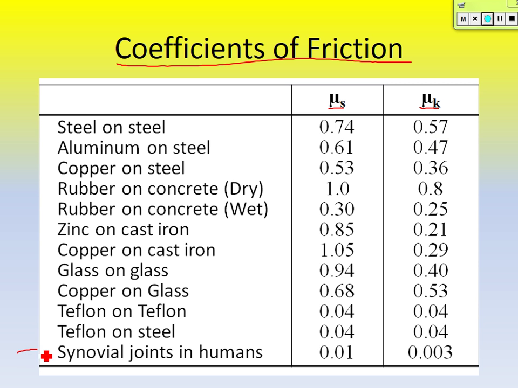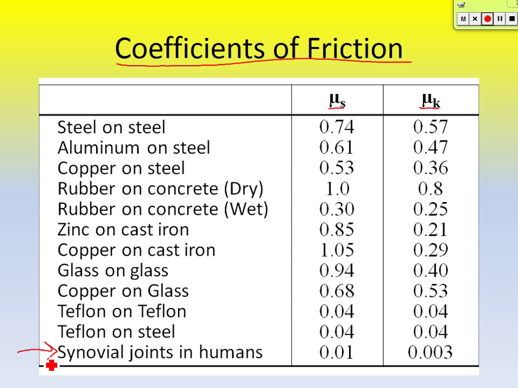Yeah, this very bottom one, synovial joints in humans. Have you taken anatomy and physiology yet? You talked about synovial joints or synovial fluid. Synovial joints, like the knee or the elbow, have fluid so that the bones don't just sit there and rub against each other, and so you can decrease the coefficient of friction.